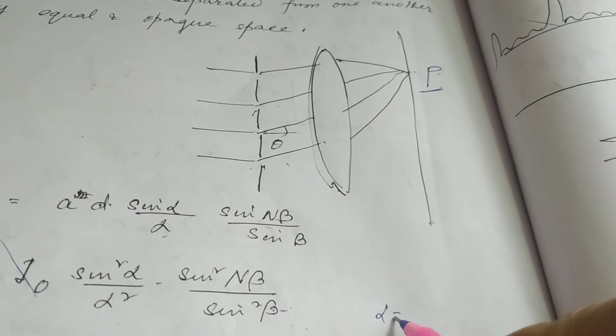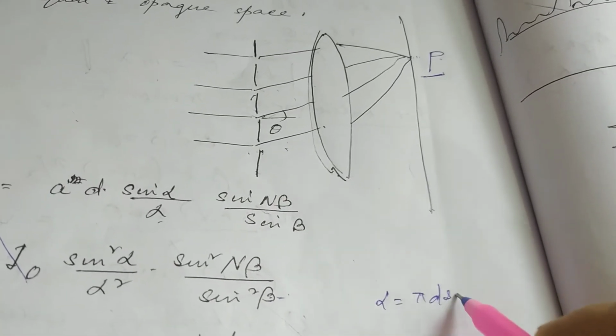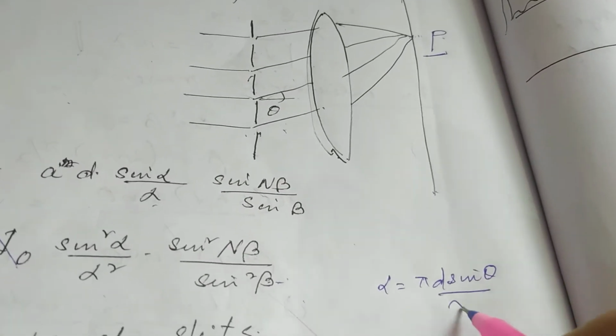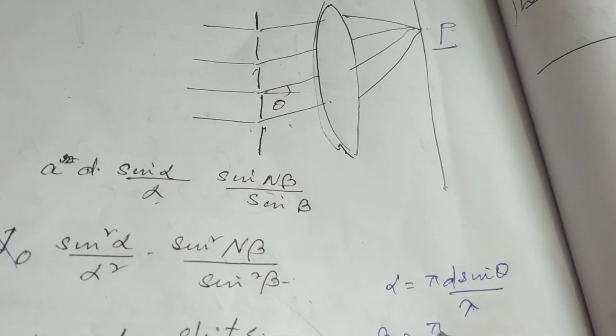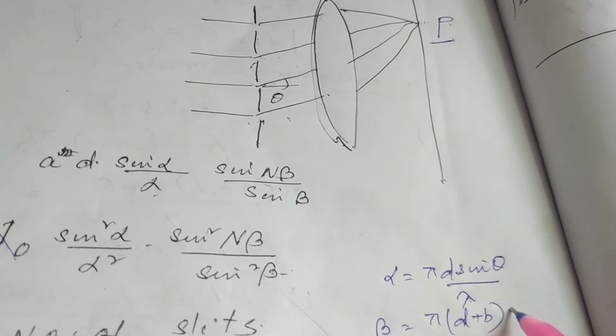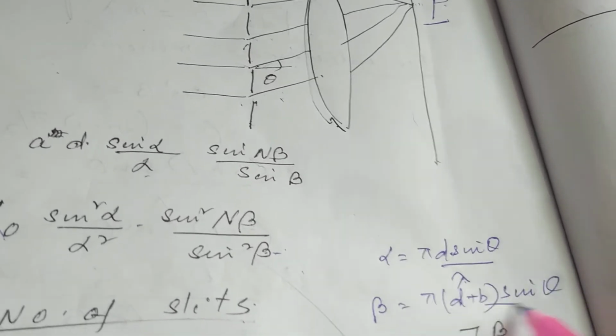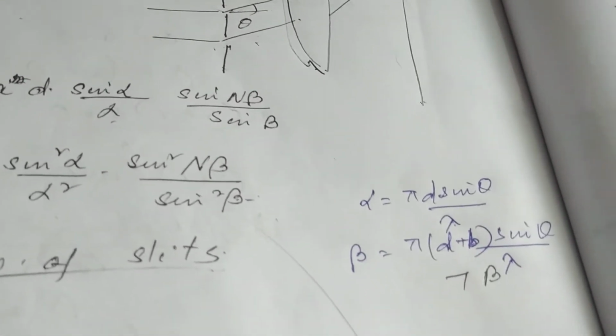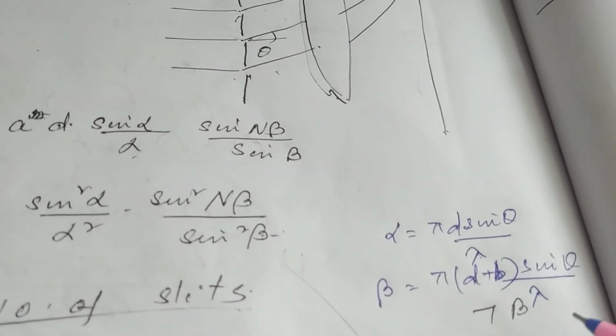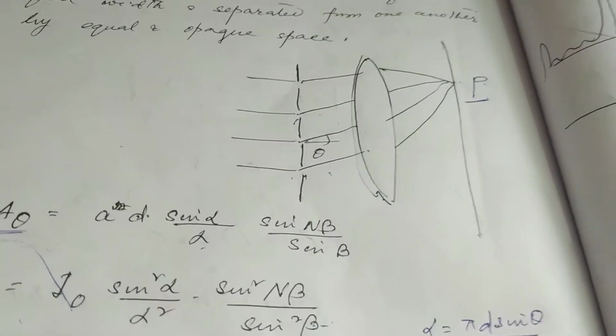Alpha is equal to pi d sin theta by lambda, where d is the width of the slit, and beta is pi (d plus b) sin theta by lambda. What is b? b is the gap between the two slits. So these are my alpha and beta. N is the total number of slits here.